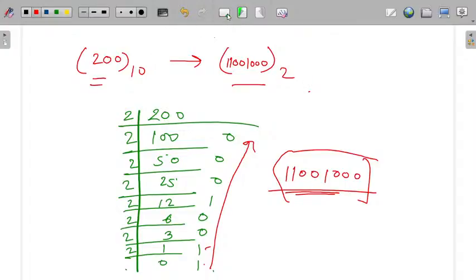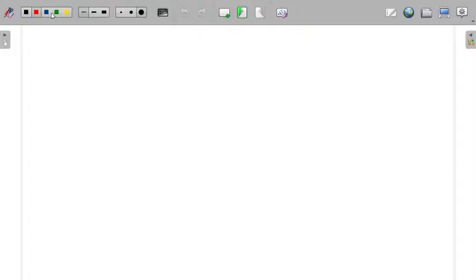One more question I am going to give you. Convert 128 in decimal to a binary number. So do it fast.